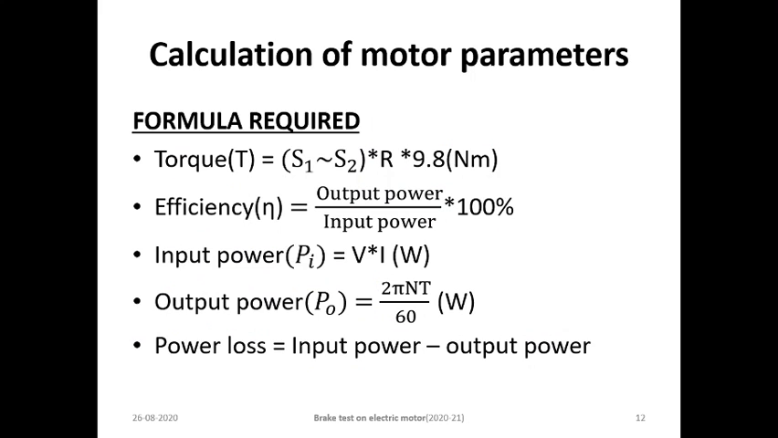So, calculation of efficiency. As I said before, the main objective of the brake test is to calculate the efficiency. For calculating the efficiency, we need these formulas. We all know that torque is generally calculated by multiplying the force into the radius, and that radius is the brake drum, and the force is the difference of the loads, which is termed as S1 and S2. And the general formula for efficiency is output power upon input power. We can calculate the input power by multiplying the voltage and the current.